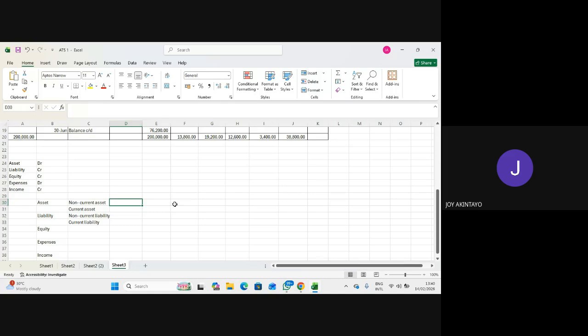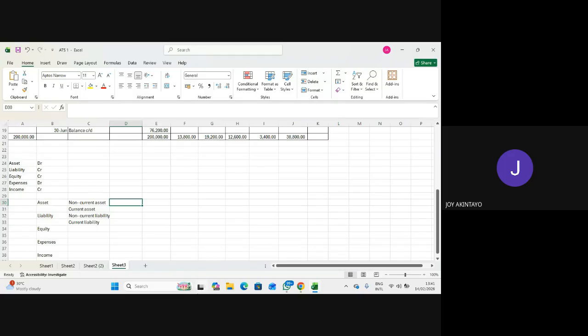Then we also have current liabilities. Current liabilities include trade payables, bank overdraft, and accrued expenses. When it comes to accrued expenses, there are expenses incurred which the company has enjoyed benefit from, but the payment has not been made. Are we together? So like that, and we have equity.